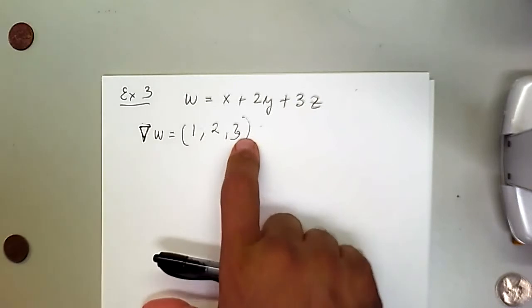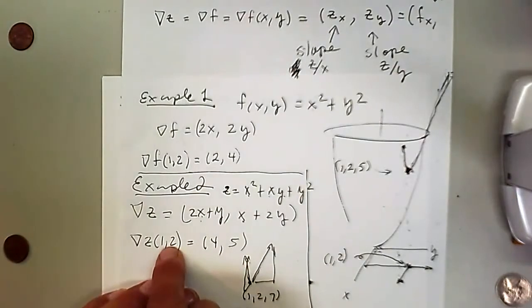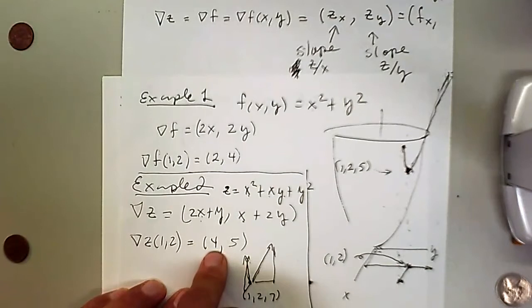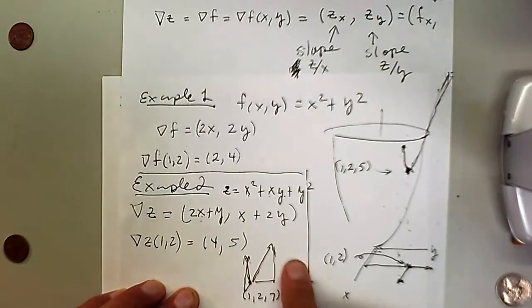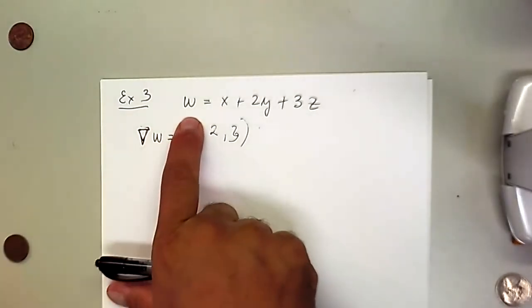contributing to the output. So back in our example 2, this is telling us that at that one point, mind, because that changes from point to point, at this point, the x contributes 4 units while the y contributes 5. The change in y contributes 5. The change in x contributes 4 units in the vertical direction. Here we mean in the w direction.